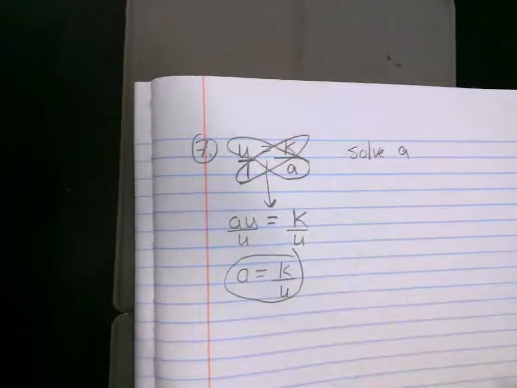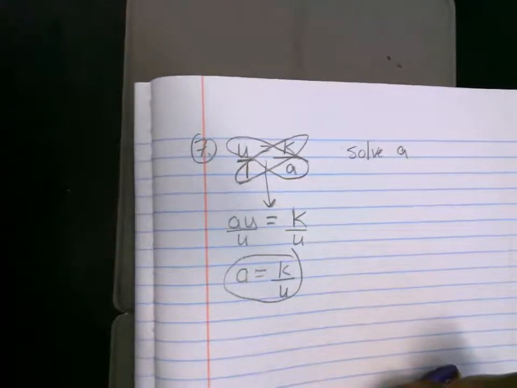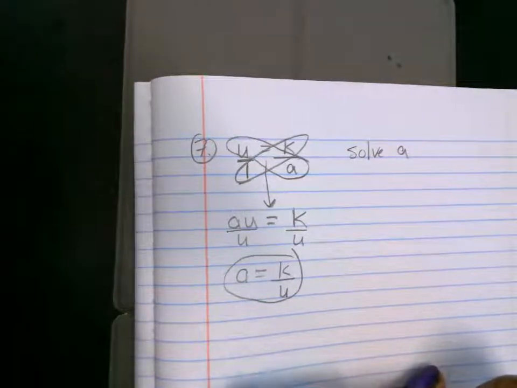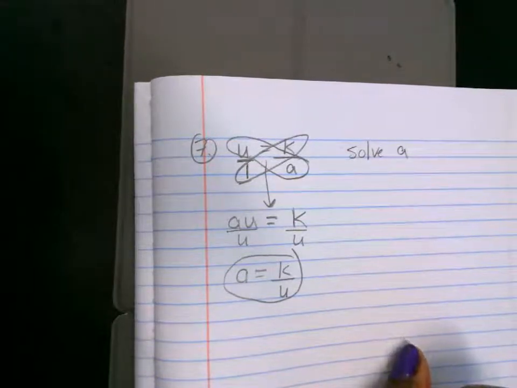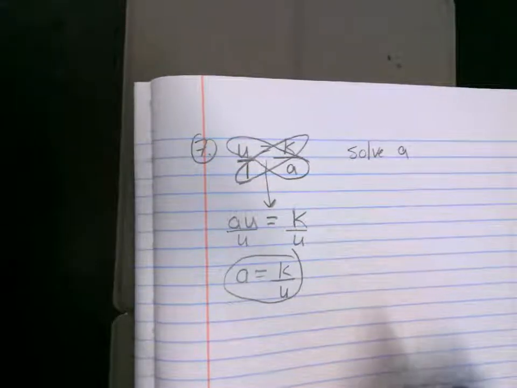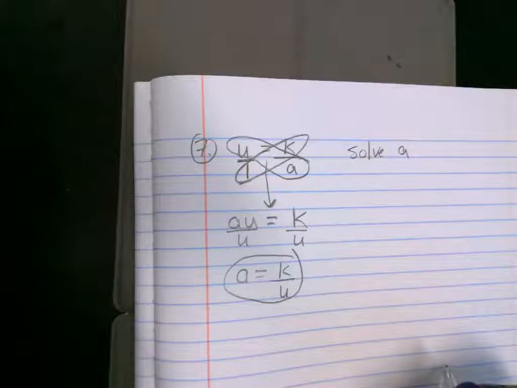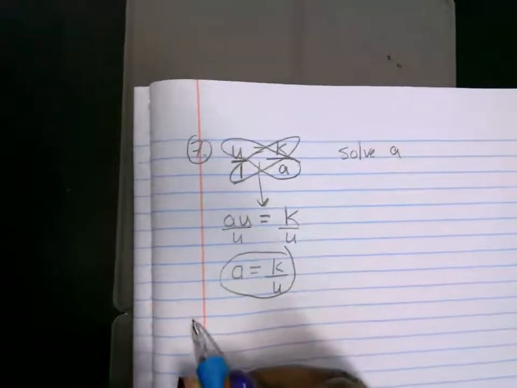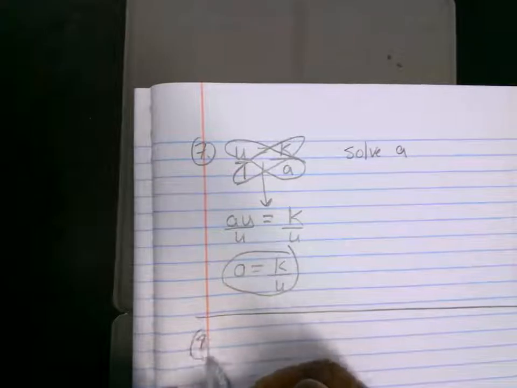Could you write UA instead of AU? Yes. You can write UA instead of AU. Most of the time, you're going to see it in alphabetical order. So whatever letter comes first in the alphabet, that's what they put first. Does that make sense? But it's not mathematically wrong to put UA. Anybody else? One more. Number 8.